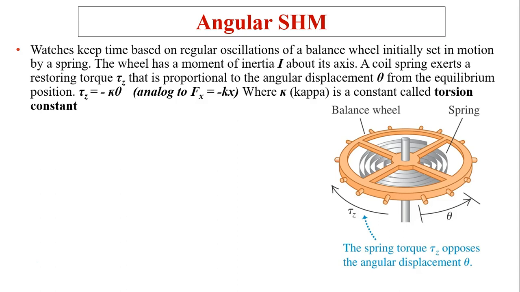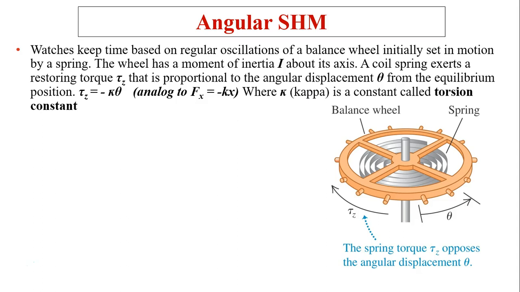Angular simple harmonic motion. That's another type of oscillation, also simple harmonic motion. This is what keeps time in a watch, based on regular oscillations of a balance wheel initially set in motion by a spring, such as in this diagram. The wheel has a moment of inertia I about its axis of rotation right in the middle. The coil of the spring exerts a restoring torque that is proportional to the angular displacement theta from the equilibrium position.